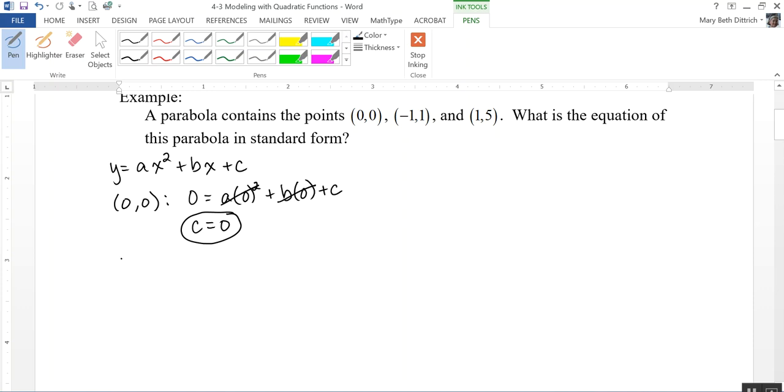Now let's try (-1, 1). So y is 1, which equals a times negative 1 squared plus b times negative 1 plus, and instead of writing c, I'm going to put in 0 for c because that's what I determined that to be. So that gives me 1 equals negative 1 squared is 1, 1 times a is a, and negative 1 times b is negative b. So that gives me the equation a minus b equals 1.